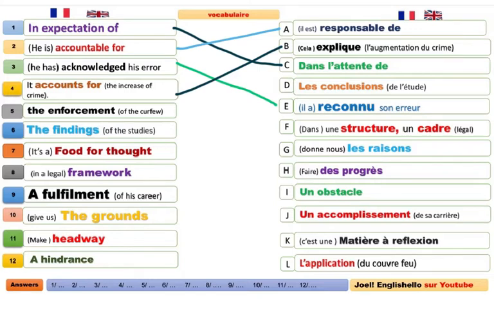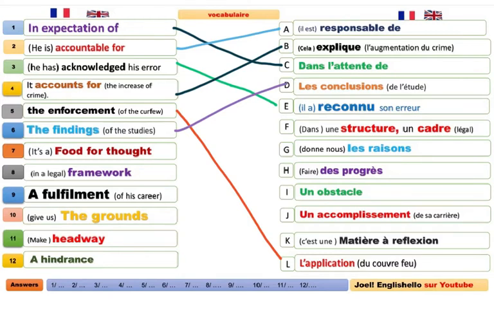The enforcement of the curfew. L'application du couvre-feu. The enforcement. L'application. The findings of the studies. Les conclusions de l'étude. The findings. Les conclusions.